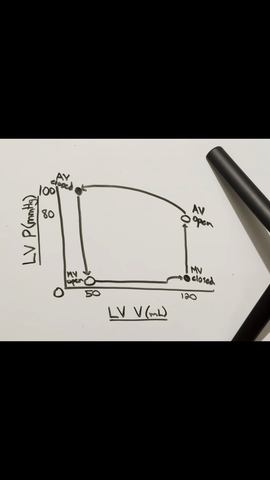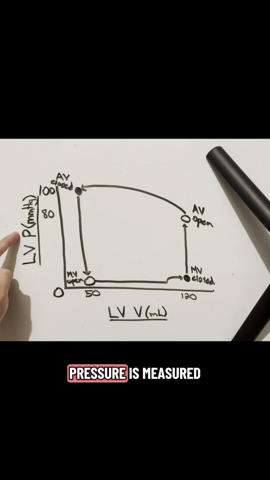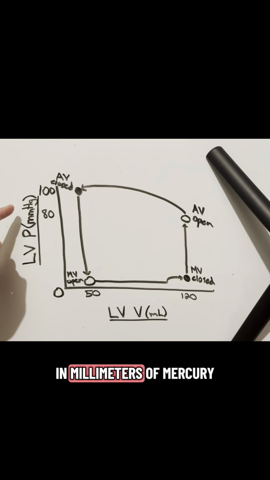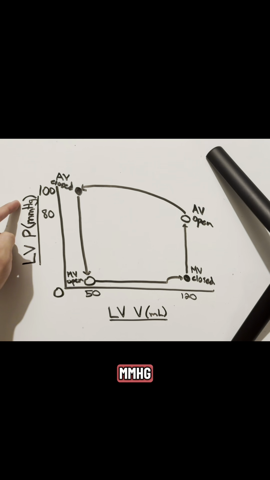Now, to set the foundation, here we have left ventricular volume, and left ventricular volume is measured in milliliters, whereas left ventricular pressure is measured in millimeters of mercury, mmHg.